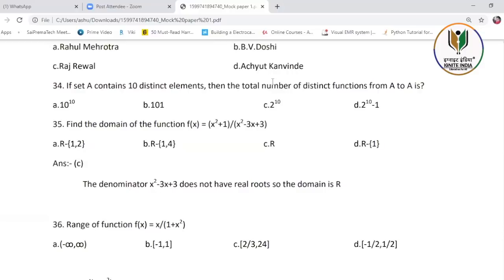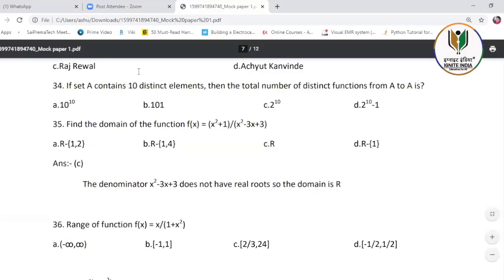If set A contains 10 distinct elements, then the total number of functions from A to A is how much? Okay. So A contains 10 elements. Another A also contains 10 elements. So each element of the first A can have 10 distinct images in the other A. A1 will connect to A1, A2, A3 up to A10. So all 10 also. So it will be 10 raised to 10.